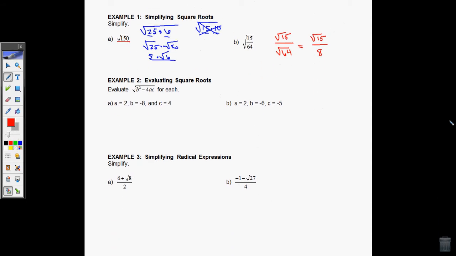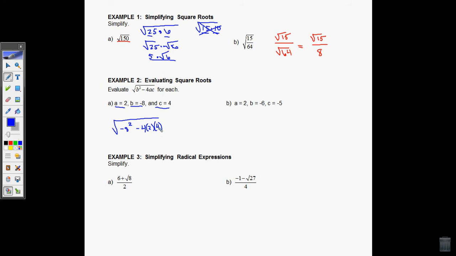Alrighty, now let's go to example 2. Example 2 looks like it's going to be pretty complex. Evaluate the square root of b squared minus 4ac for each. So I have an a value, I have a b value, and I have a c value. It's going to go all in here. Okie dokie. Square root of b, negative 8 squared, minus 4 times a, here is a 2, times c is a 4.